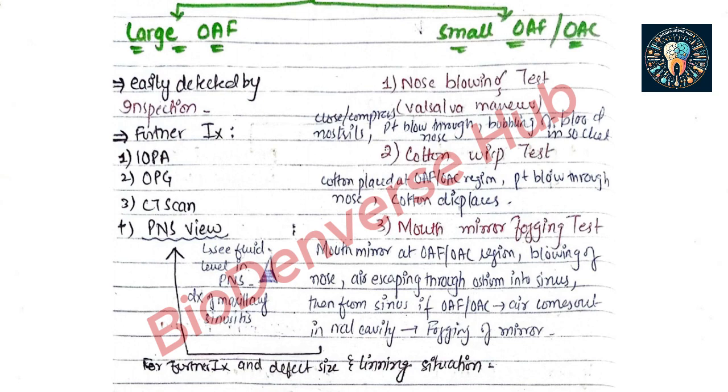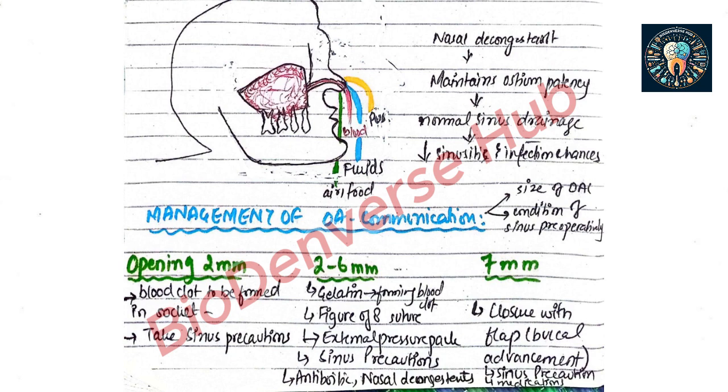After the diagnosis and confirmation, now we will be studying the management of the oroantral communication first. It is basically determined on the basis of the size of the opening. For example, if the opening is just 2 mm, in that case the blood clot will form, organize and heal, and the opening will be closed off. In that regard, you just have to ask the patient to take the normal sinus precautions.